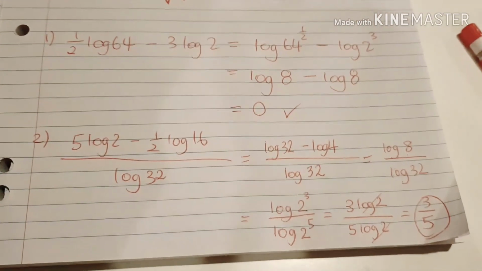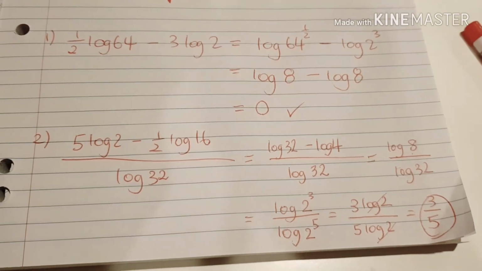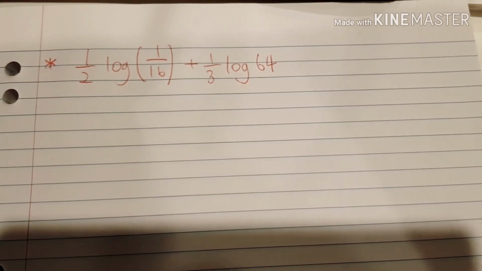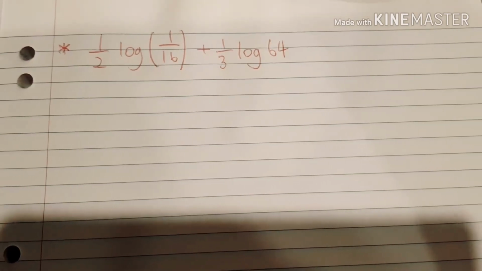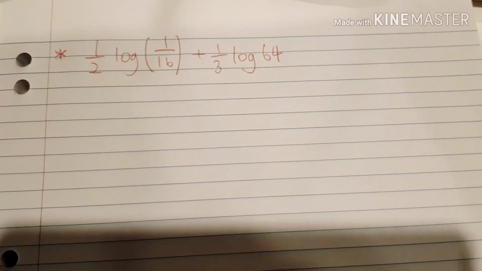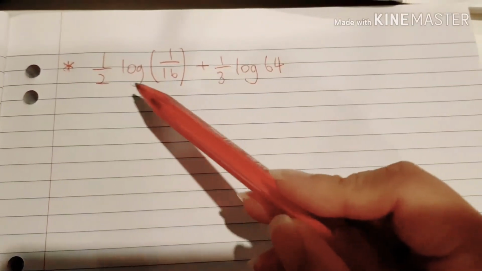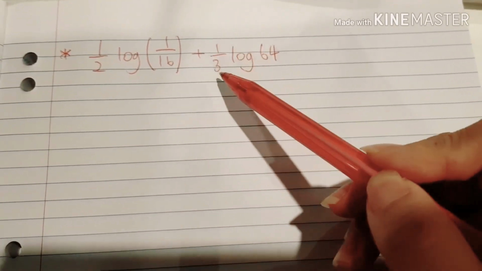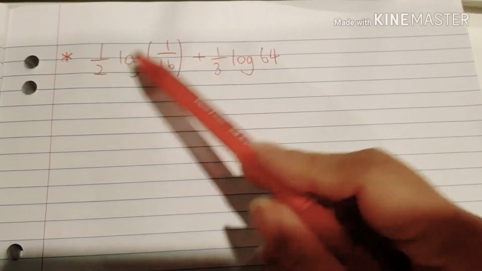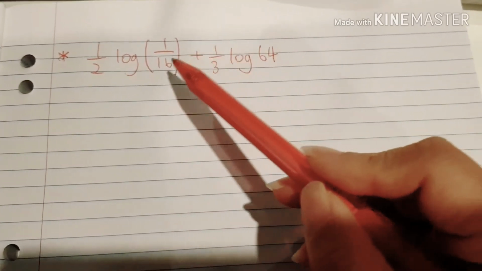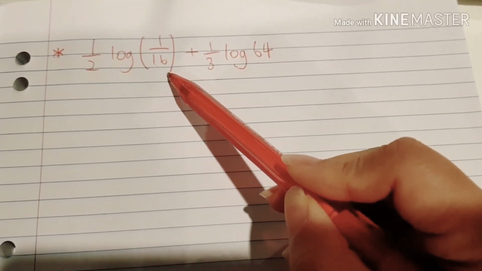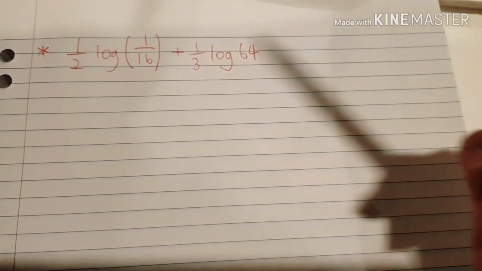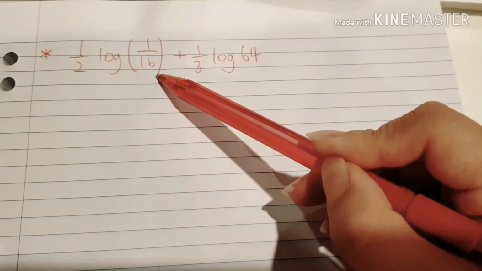Those two examples, have a look, copy it down in your book, and have a go at doing this question. It's a half times log whatever, and 1/3 times log whatever. So I can pull them up. But this is a fraction. What will be the easier way? First, try to put this in a negative power.